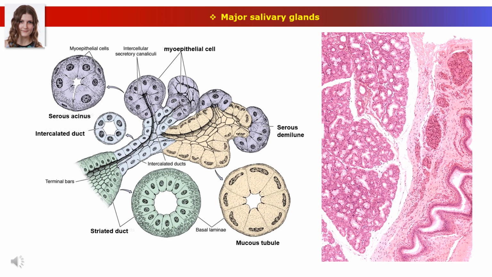There are three pairs of major salivary glands: parotid, submandibular and sublingual. They produce saliva and their ducts open into the oral cavity. Saliva moistens and softens the food, cleans the oral cavity and controls the bacterial flora by lysozyme use, promotes the formation of a food bolus and its swallowing.